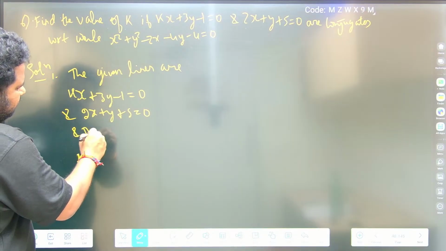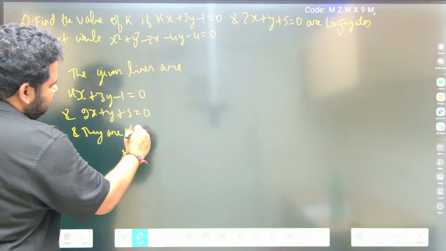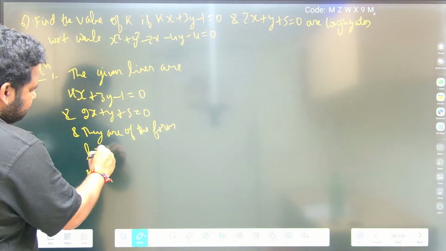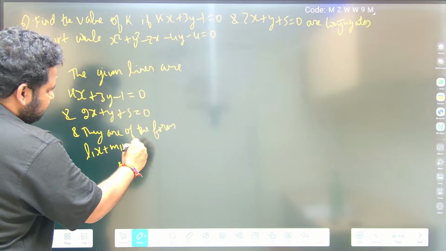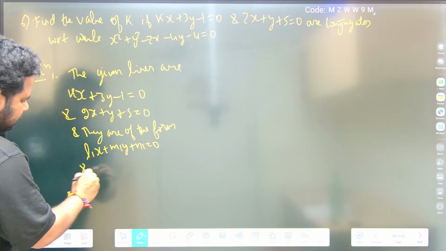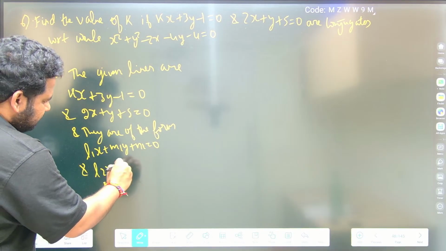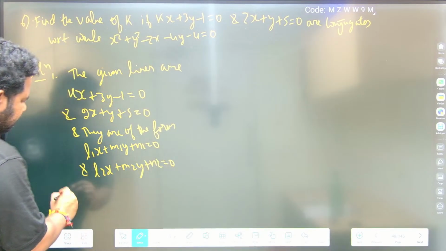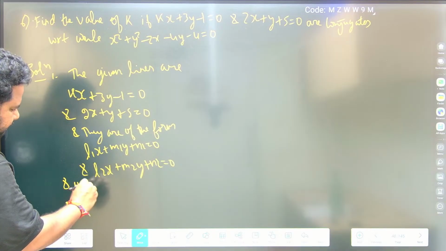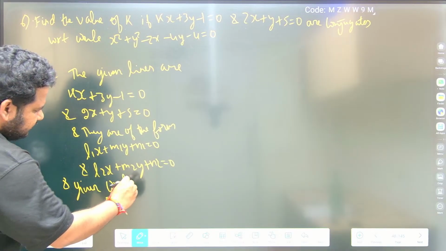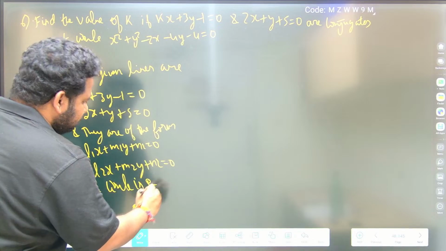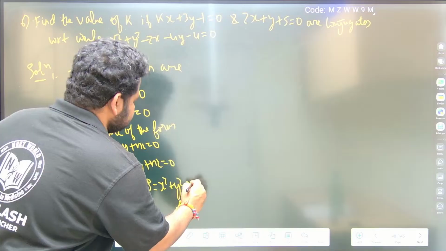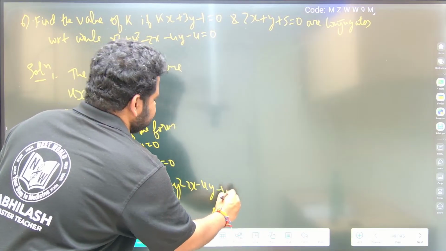L1x + M1y + N1 = 0 and L2x + M2y + N2 = 0. You have to write it like this. And the given circle is S = x² + y² - 2x - 4y - 4 = 0.